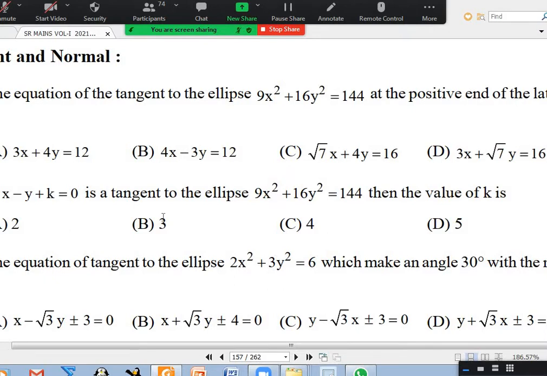Any doubt about 58? For a line to be tangent, you can use y equal to mx plus c where c square equal to a square m square plus b square, or you can use lx plus my plus n where n square equal to a square l square plus b square m square.